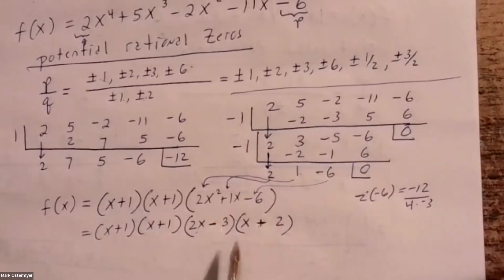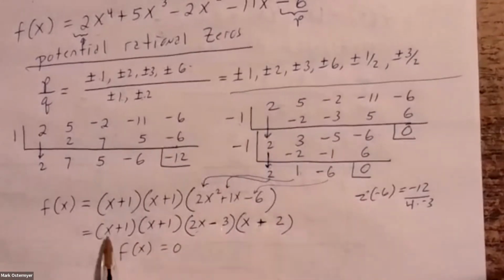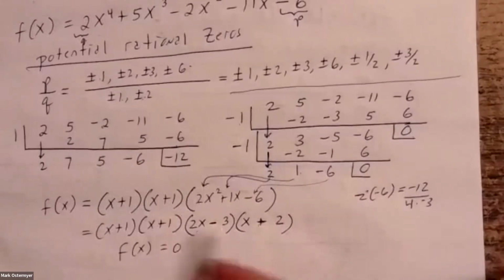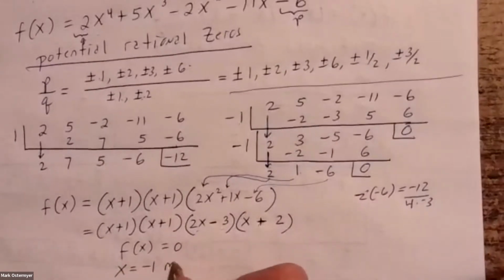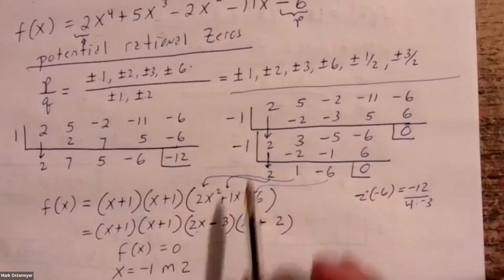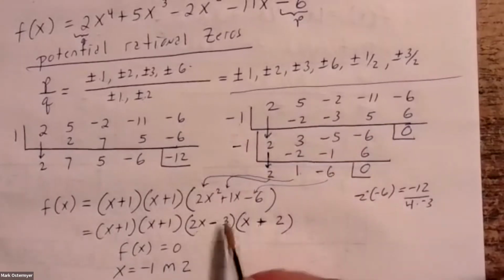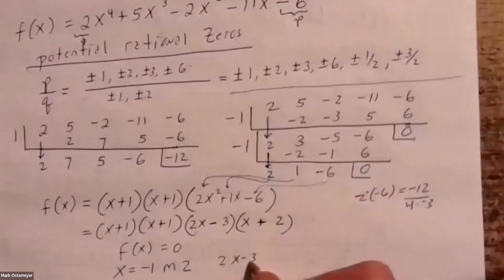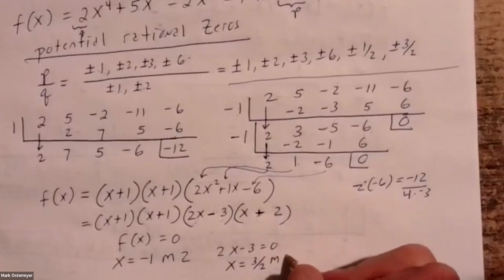Therefore, we can find all the rational zeros just by setting f of x equal to 0, which means we set all these factors equal to 0 and solve for all the zeros. We get x equals -1 of what multiplicity? -1 was a zero of multiplicity 2. -1 is a repeated zero. Our other zero would be found by taking 2x minus 3, setting it equal to 0. We get another zero as being 3/2.